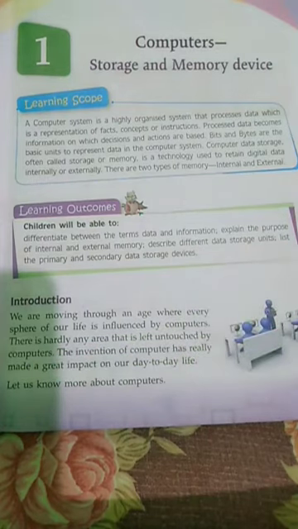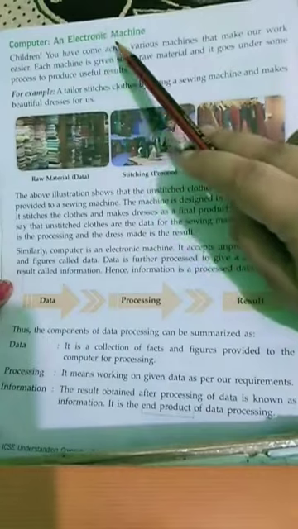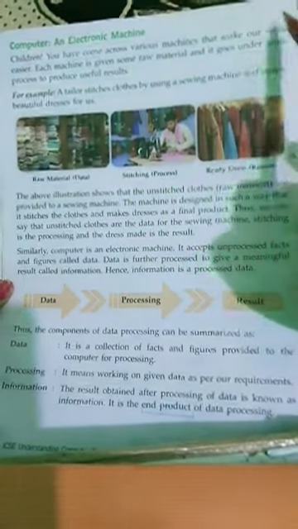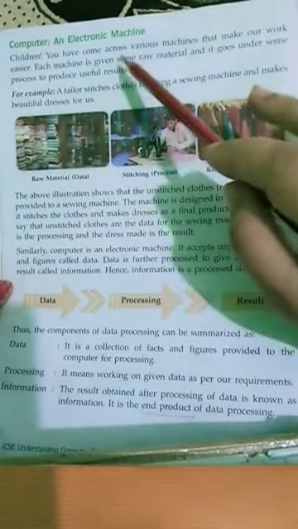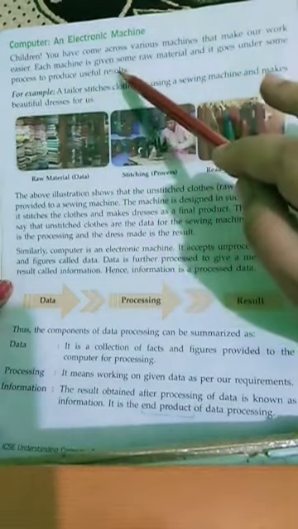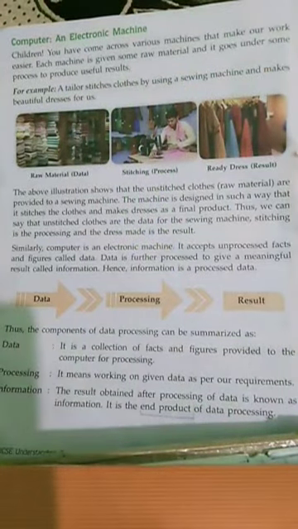Computer, an electronic machine. Children, you have come across various machines that make our work easier. Every machine is given some raw material and it goes through some process to produce useful results. Children, as we have already learned in our previous classes, a machine cannot work on its own. We need to give it instructions so that it can work. Similarly, a computer is an electronic machine which runs on electricity and requires human instruction to perform any task.